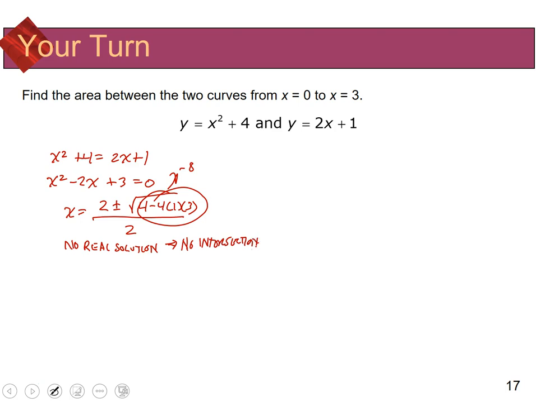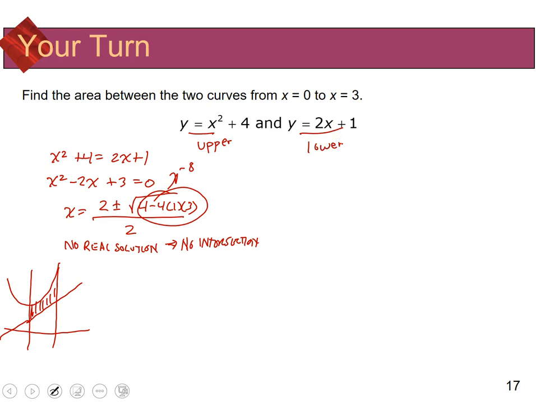That means that one is always going to be above the other. Doesn't take much to realize when you look at the two graphs. y equals 2x plus 1 does something along the lines of this. y equals x squared plus 4 looks something along the lines of this. So if I'm going between 0 and 3, I'm looking for an area that looks a lot like this. That's the area I'm looking for. So they don't intersect. Basically, this one's the upper one. This is the lower one.